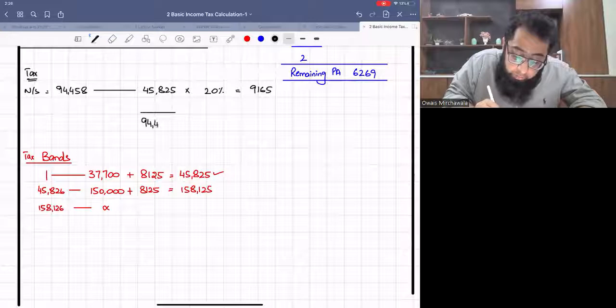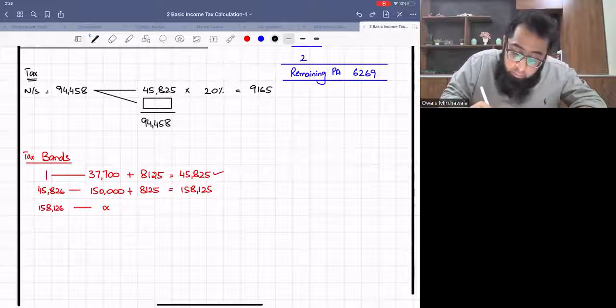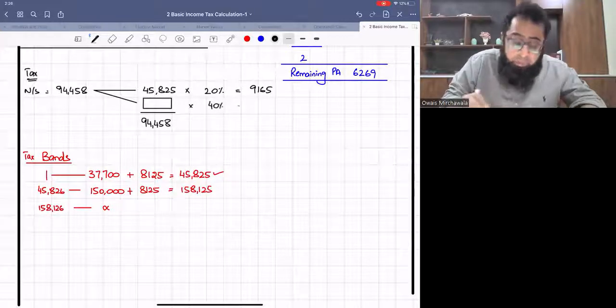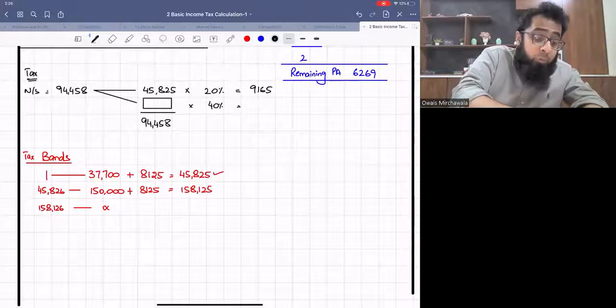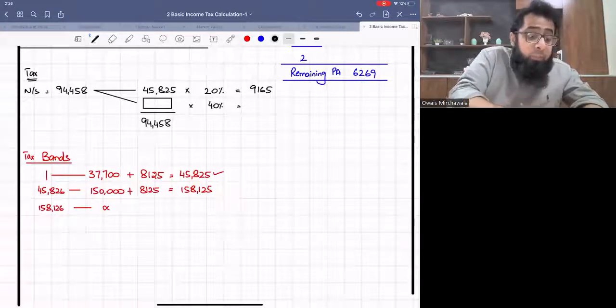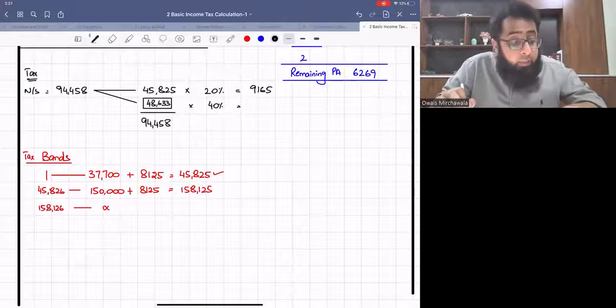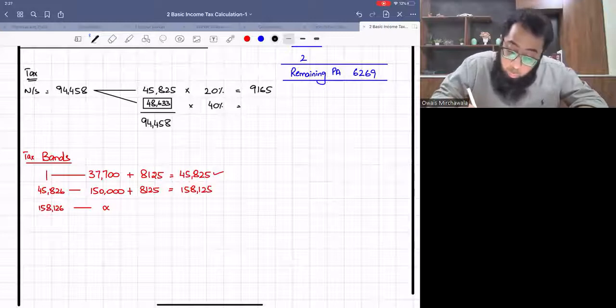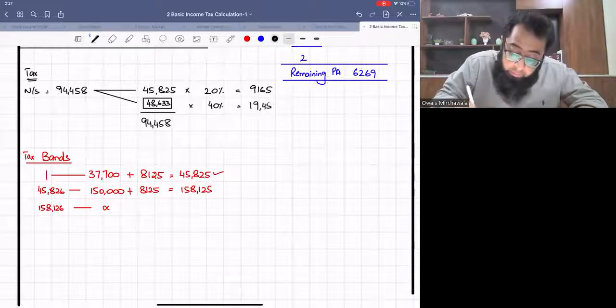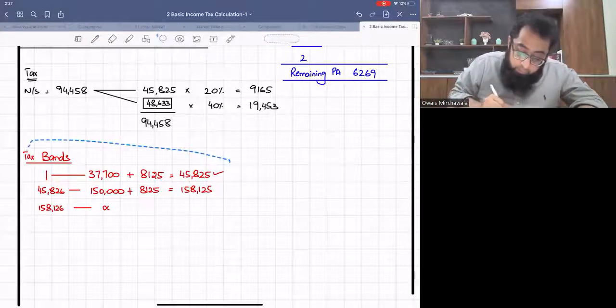And then the remaining non-saving income will be taxed in higher rate band, 94458 minus 45825. So it's 48633. This will be taxed at 40%. This will give me 19453. And then we will tax the dividend income.